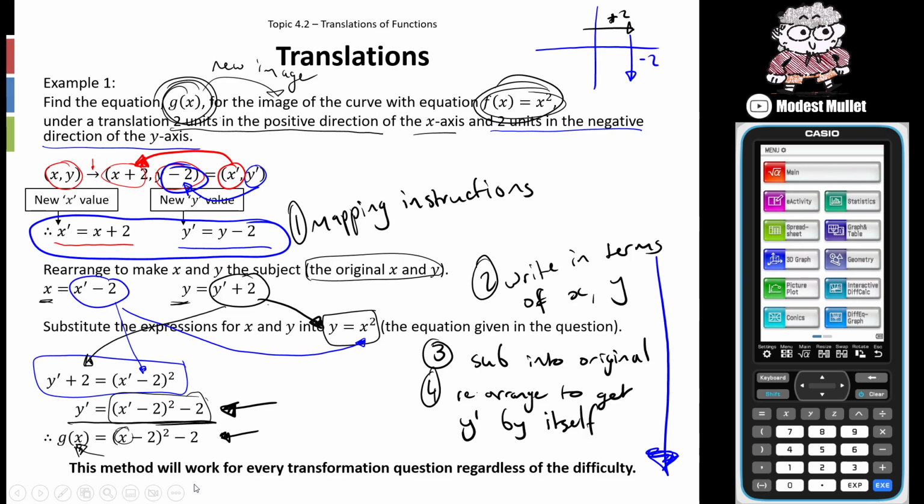So that's our process for using the dashes or coordinate notation to find out what some new equation is under some transformations. And these steps hold true for all other transformations, when we do reflections and dilations. Step 1, get our mapping instructions. Step 2, write in terms of the old x and y. Step 3, substitute into the original equation. Step 4, rearrange to get y dash by itself. And then step 5, write with the proper name.